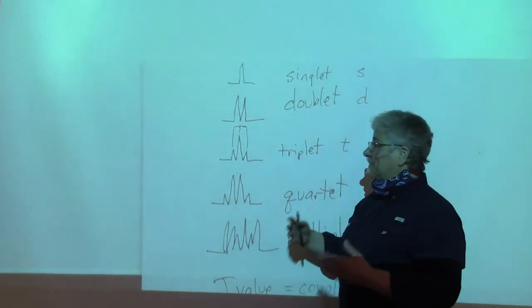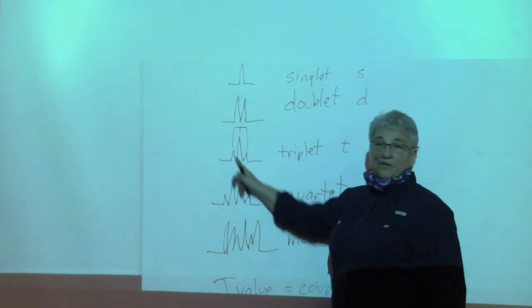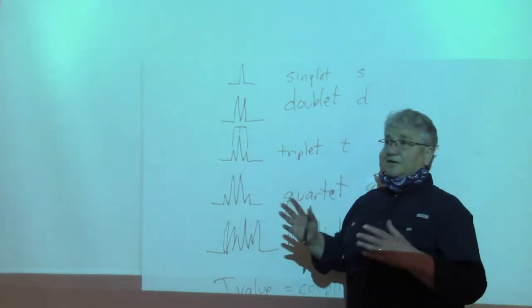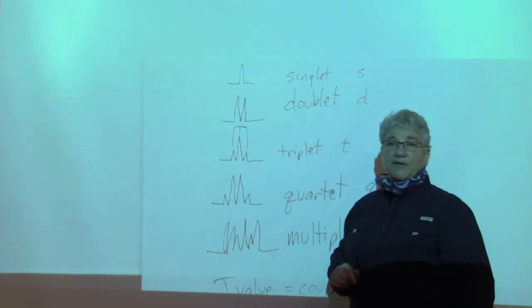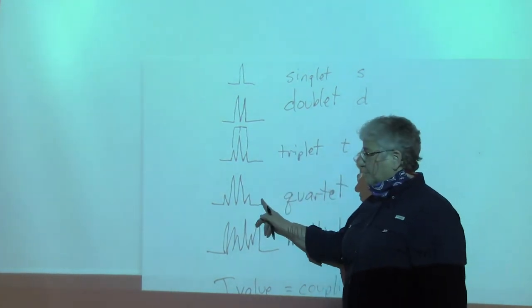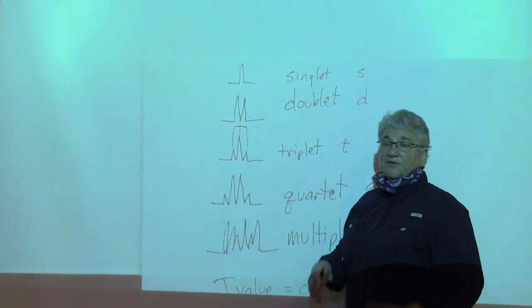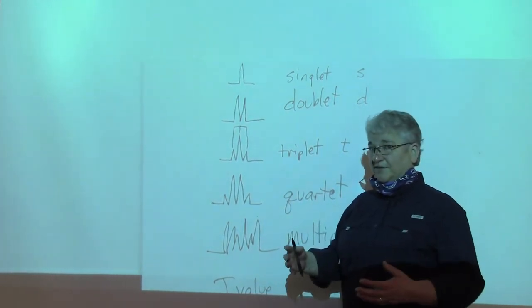If they're the same, then you can legitimately call this a triplet, and it's not going to be overlapping peaks. Same thing here with your quartet. That distance to that distance to that distance, if those three values are the same, that's a J value.